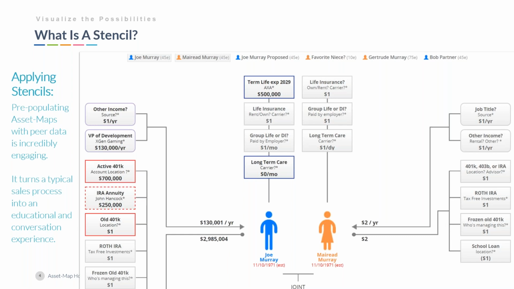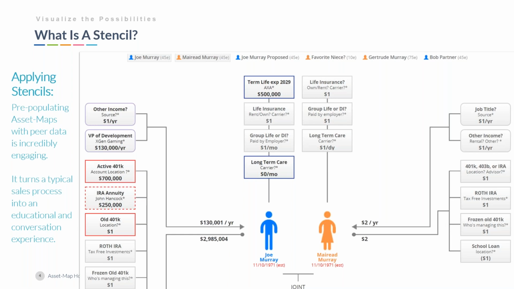The purpose of a stencil is to overlay placeholders onto your clients' and prospects' asset maps to drive conversations. They allow you to showcase to your clients what their peer groups could potentially have, right? Similar to you, your peers typically have these, right? They help you fill in gaps.